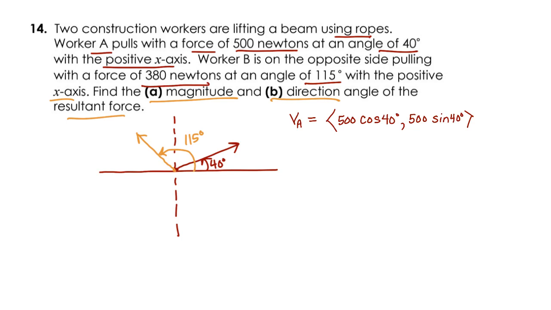And so that's going to represent worker A. And then we need our second vector. That's going to be for worker B. And that vector, he was pulling at a force of 380. So we're going to have 380 times cosine of 115 degrees. And then 380 times sine of 115 degrees. All right, so our resultant vector is going to be the sum of vector 1, vector 2. That's our resultant. So vector A plus vector B.